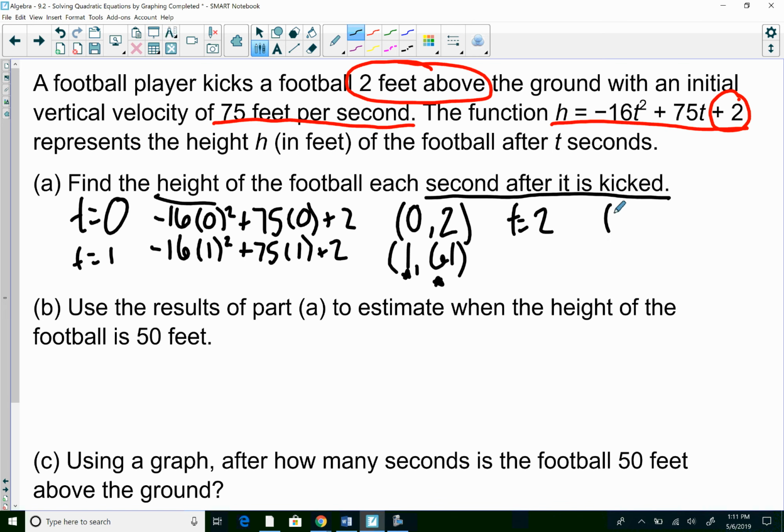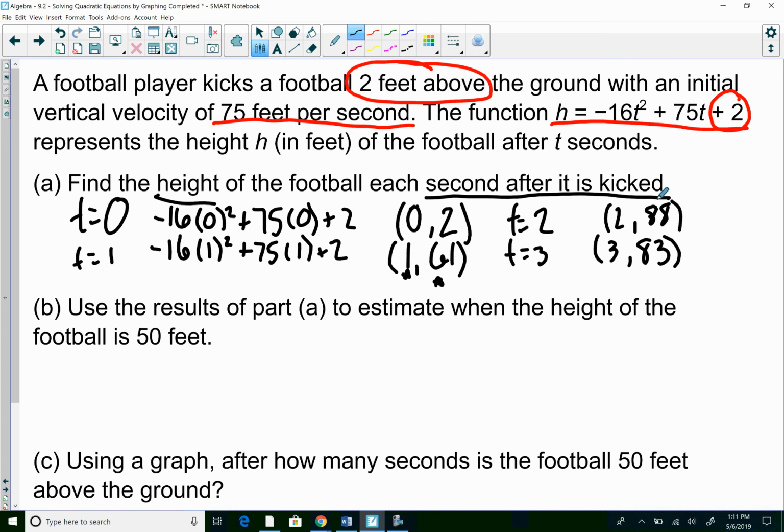When you plug 2 in, so 2 seconds after it's kicked, again, you're just taking the 2 and plugging it in for each of the t's. You should come up with 88. Okay, so 2, 61, 88. What about when we plug 3 in? What did I come up with there? I had 83. Okay, so here, one thing to notice, this went from 61 feet to 88 feet to 83 feet.